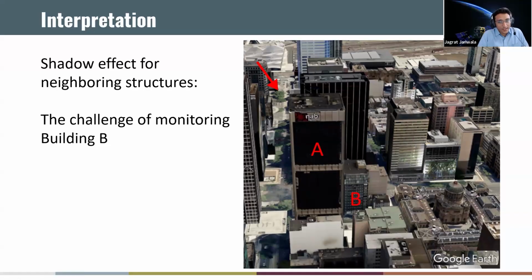So when you're looking at the InSAR estimates and you don't find any movement estimates on certain buildings, then this shadow effect should be considered. This is also useful in the planning aspects, wherein you want to make sure the important areas of interest are covered one way or the other. In this case, the ascending will not be able to come up with any movement estimates on building B, but descending would.